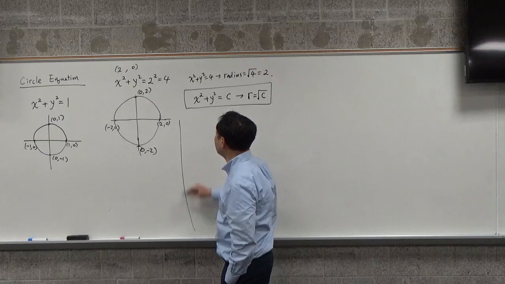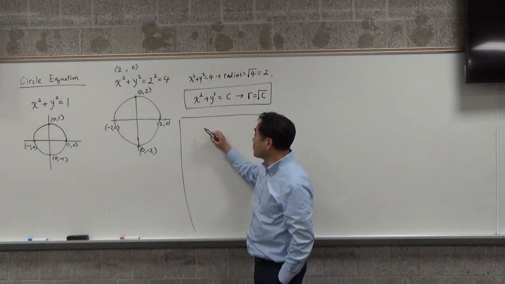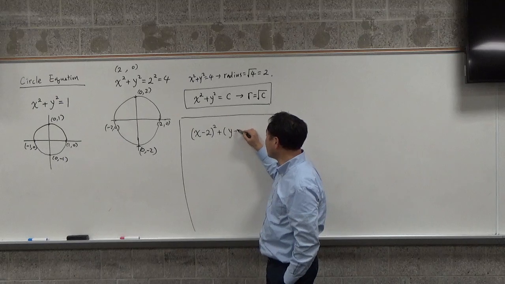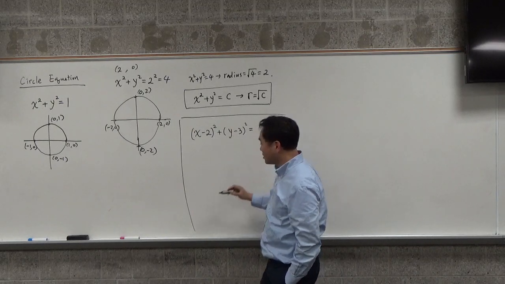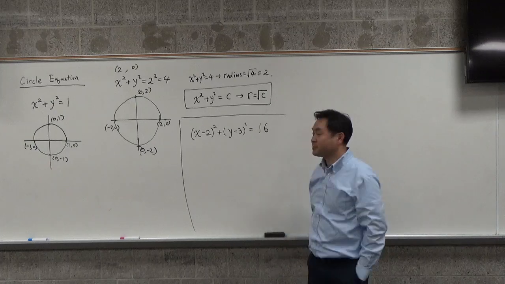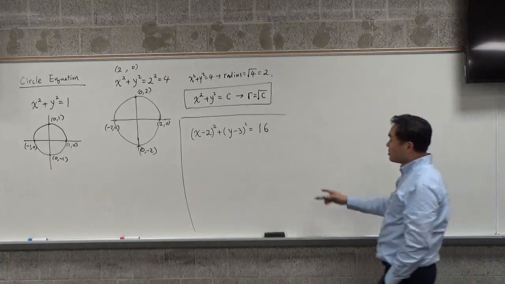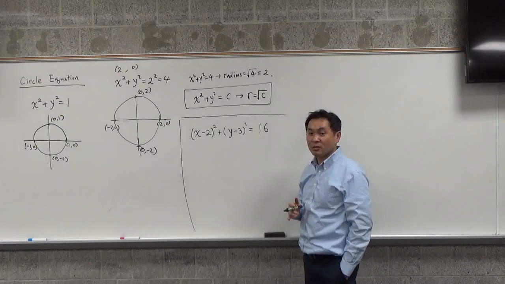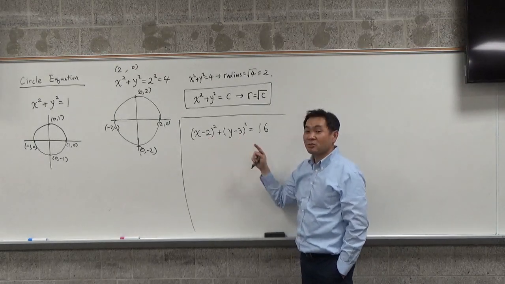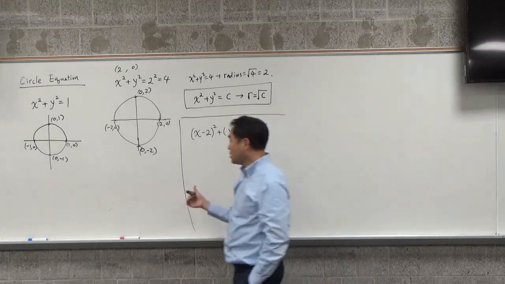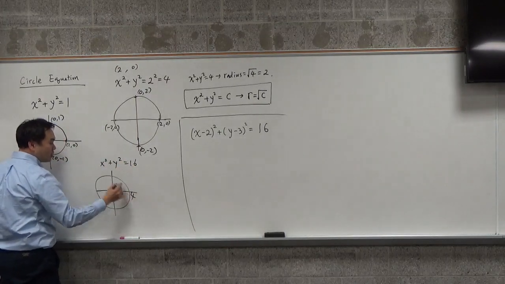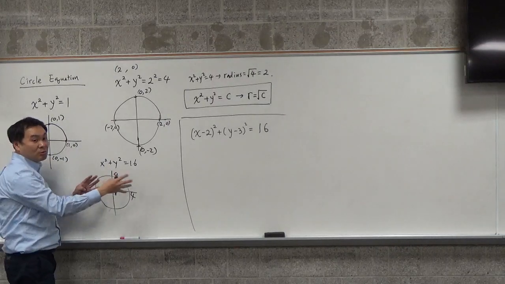Okay, but now think about what the following equation will be like. If you have (x minus 2) squared plus (y minus 3) squared equals 16. So first of all, this 16 means that the radius is 4. Square root of 16 is 4. But then these minus 2 and minus 3 are going to move the circle to a new location, right? If you had x squared plus y squared equals 16, you'd have a circle of radius 4 centered at the origin, but this is going to move someplace.